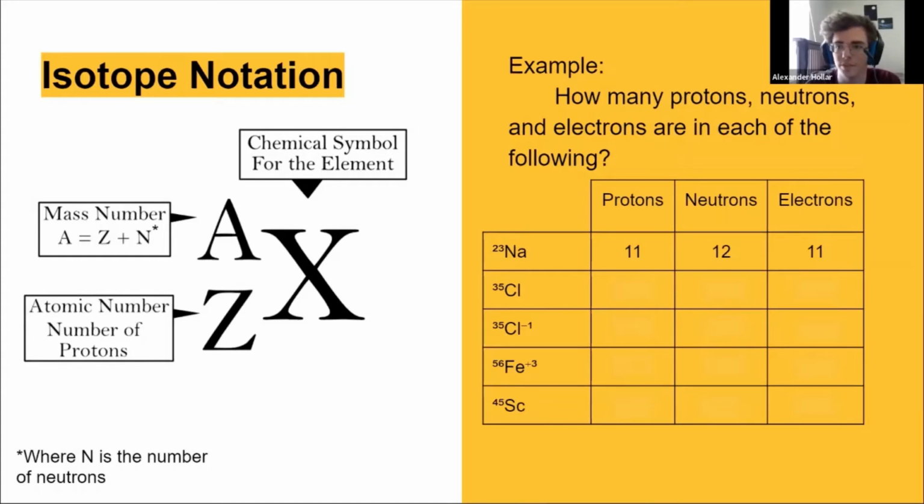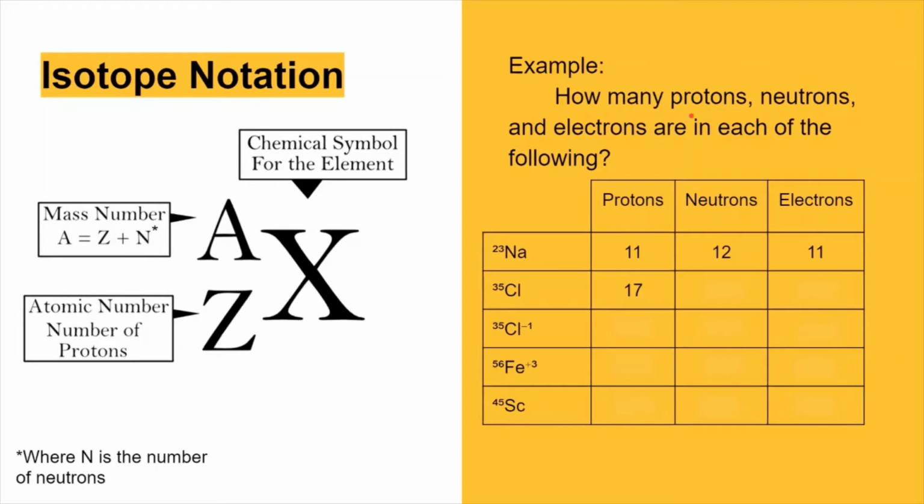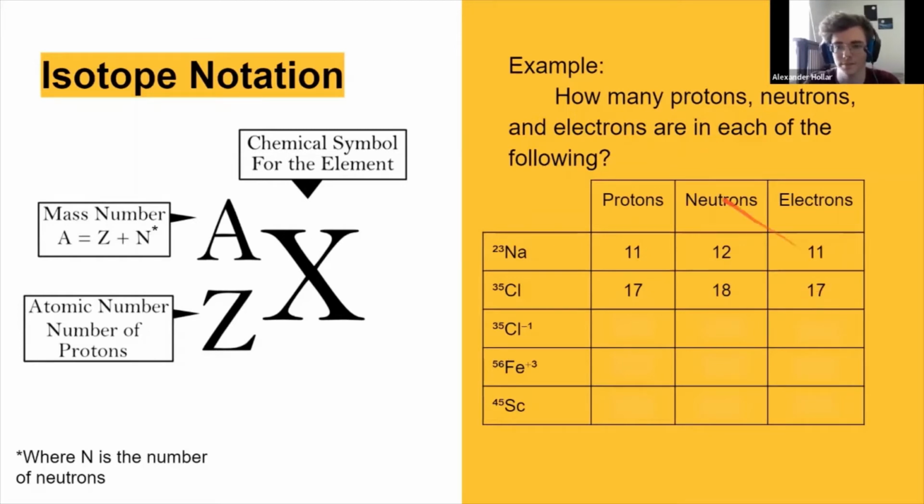Does anybody have the protons, neutrons, and electrons for the chlorine? Will the proton be 17 for chlorine, and the neutron be 18, and then the electron will be the same as the proton? Yep. So 17, 18, 17.